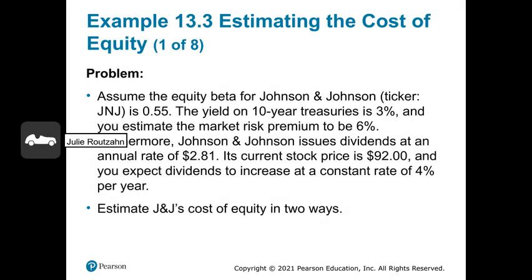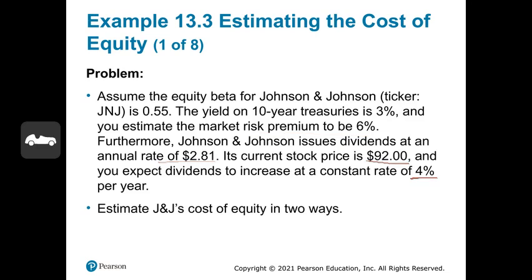We're going to use the two models now to calculate the cost of equity both ways. So given our information here, the equity beta for Johnson & Johnson is 0.55. The yield on the 10-year treasuries is 3%. That's going to be our risk-free rate. And you estimate that the market risk premium is 6%. Okay, Johnson & Johnson issues dividends at an annual rate of $2.81. Current price is $92, and you expect dividends to increase at a constant rate of 4% per year.